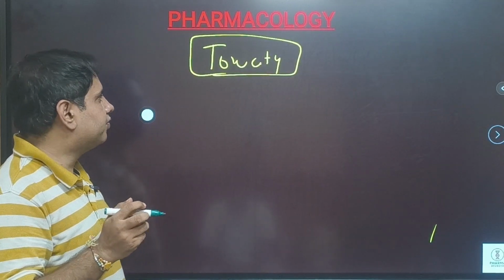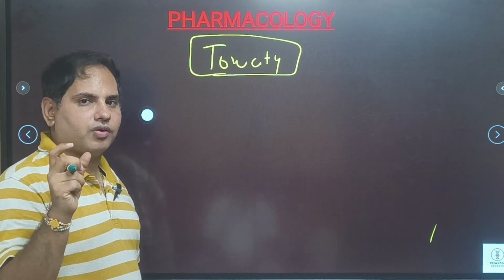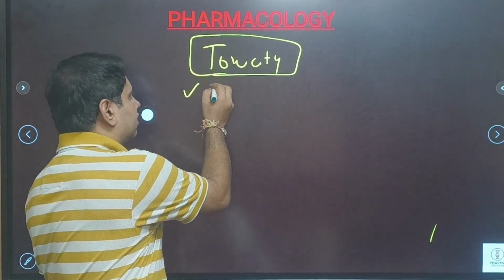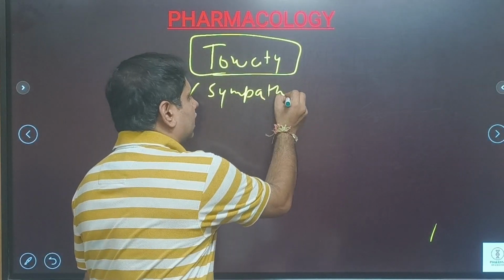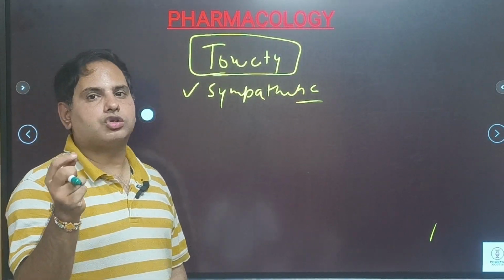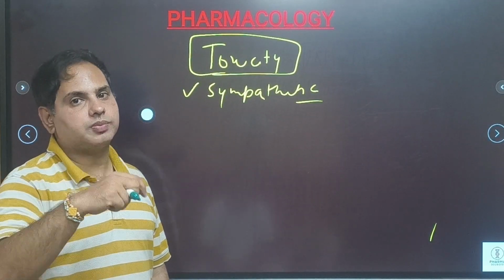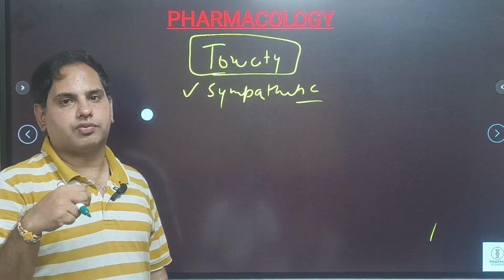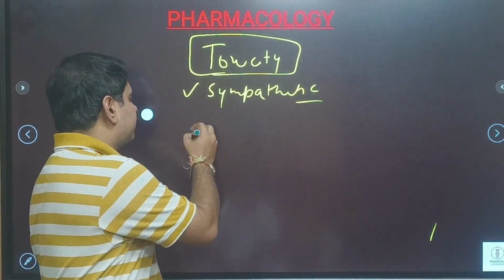Digitalis toxicity can also happen when you are using sympathomimetic drugs. Sympathomimetic drugs like dopamine and dobutamine are also calcium loaders. So if you are using sympathomimetic drugs with digitalis, you have to be careful and check, as there is a chance of toxicity, so you have to cross-check that part.